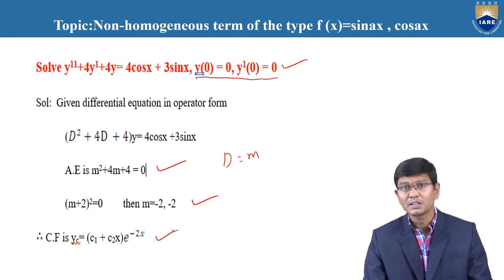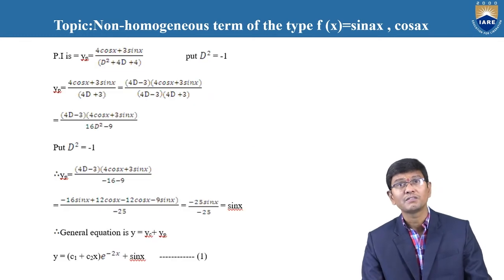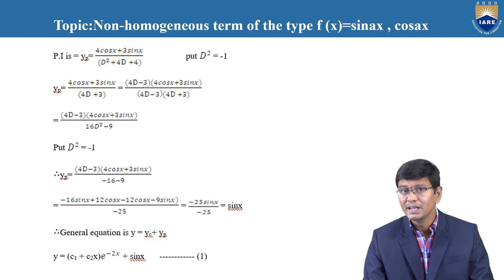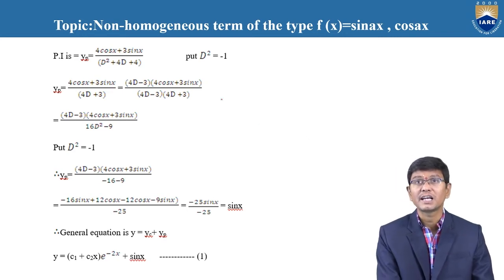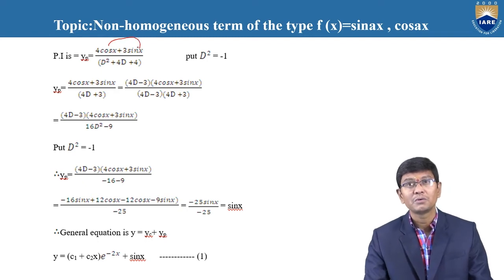Now we need to find the particular integral. Therefore, the particular integral of this equation is 1 by (D square plus 4D plus 4) into (4 cos x plus 3 sin x). And moreover, here the right side has cos x as well as sin x, in both the terms the x coefficients are 1 only.